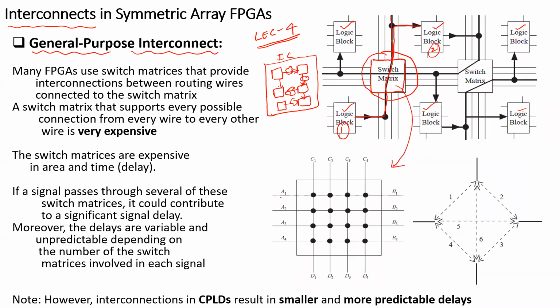The switch matrix provides the connections in all directions, from the left-hand side through to the right-hand side, and this side and this side. So it will provide the possibility of interconnections in all the directions.